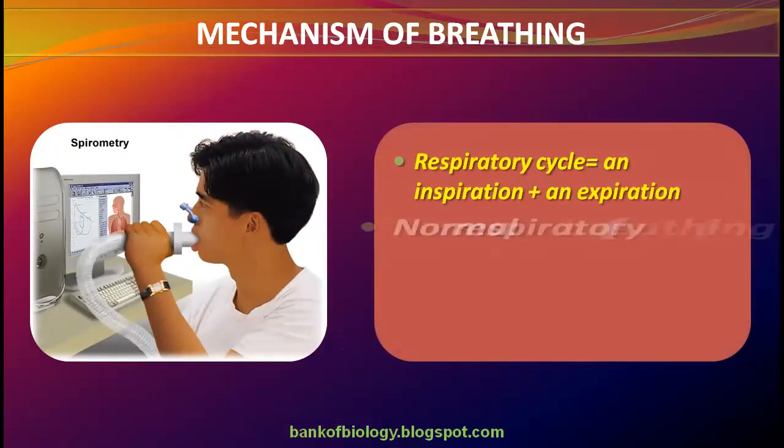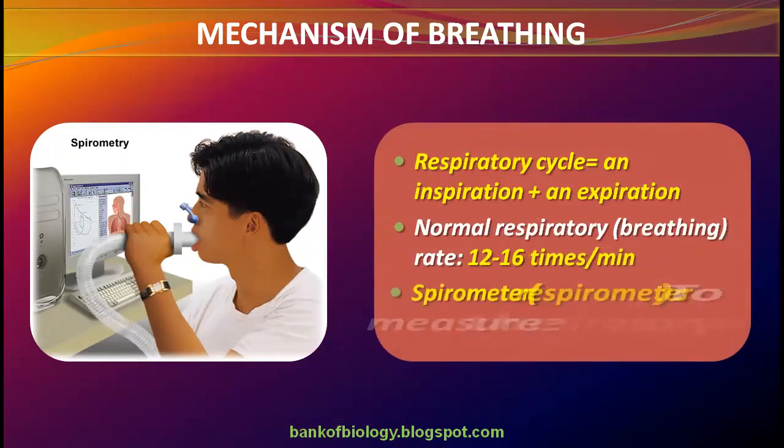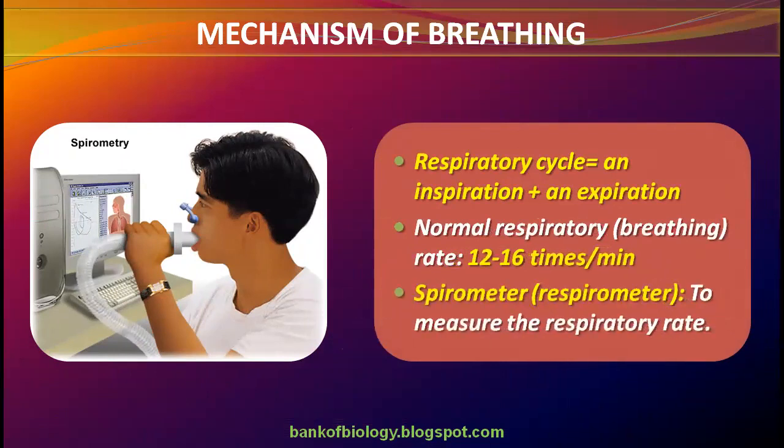Here you have to remember the respiratory cycle. One respiratory cycle equals one inspiration and expiration process. Normal respiration generally occurs 12 to 16 times per minute. A spirometer is there to measure the respiratory rate.